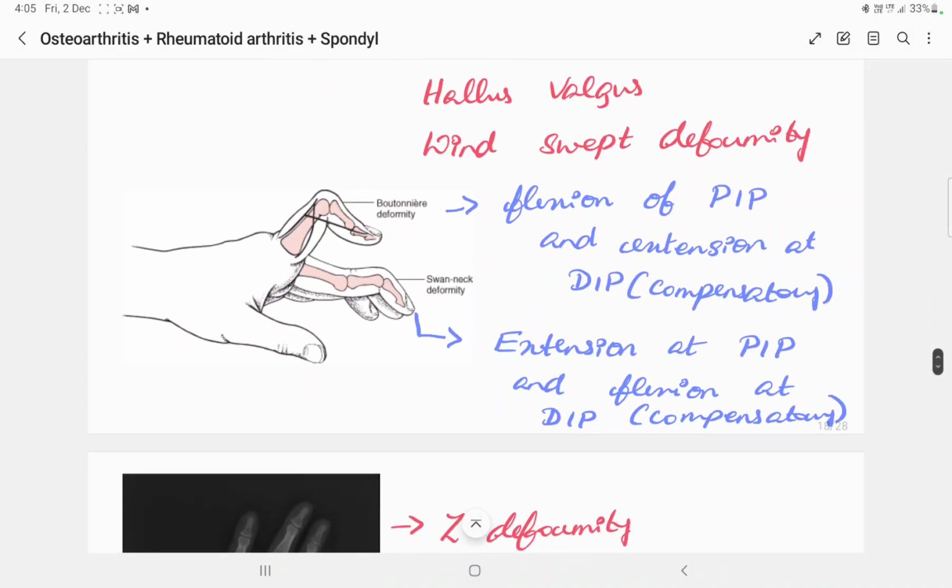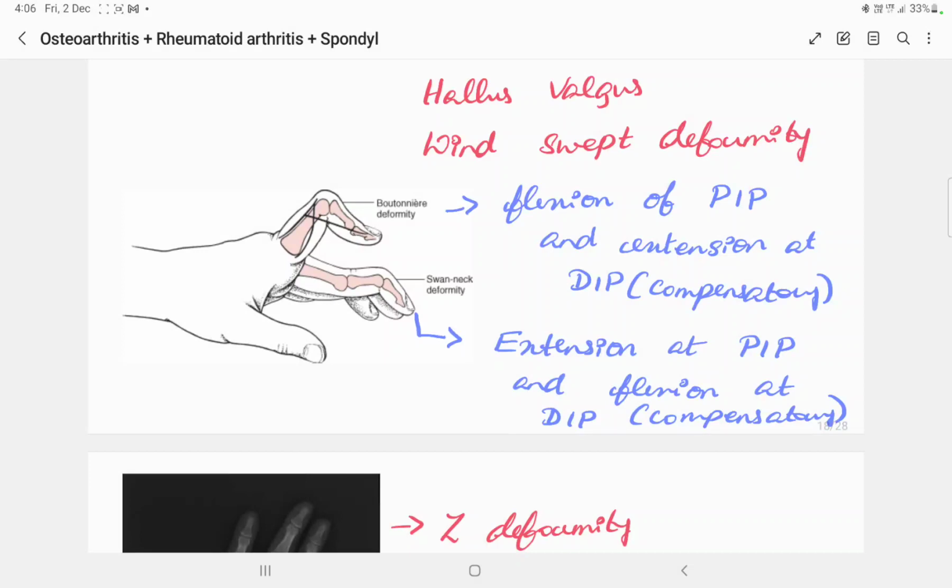So coming to the hand. In the hand there are three main deformities. The first one that we're going to see is the boutonnieres deformity, and next we'll see the swan neck deformity. Both of these deformities involve the proximal interphalangeal joint and the distal interphalangeal joint. Although we had already seen that the distal interphalangeal joint is generally spared in rheumatoid arthritis, so why is it involved in the deformity?